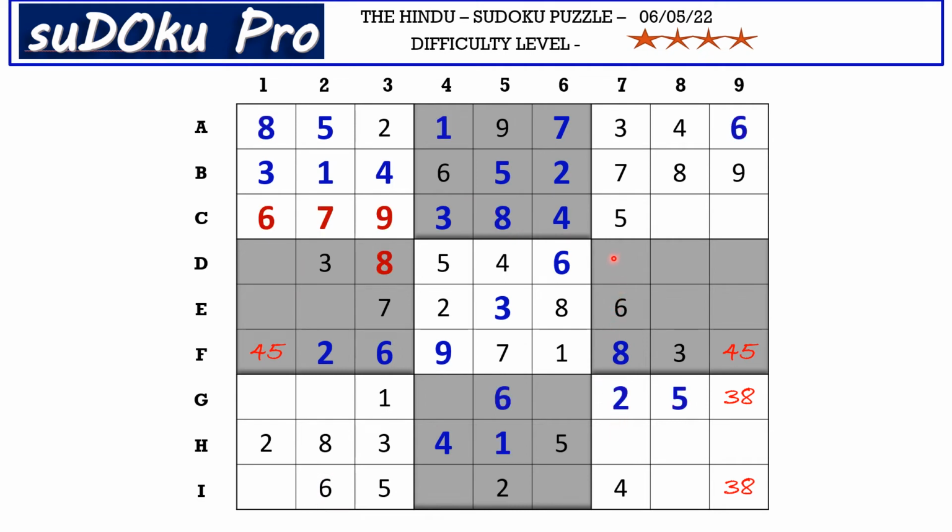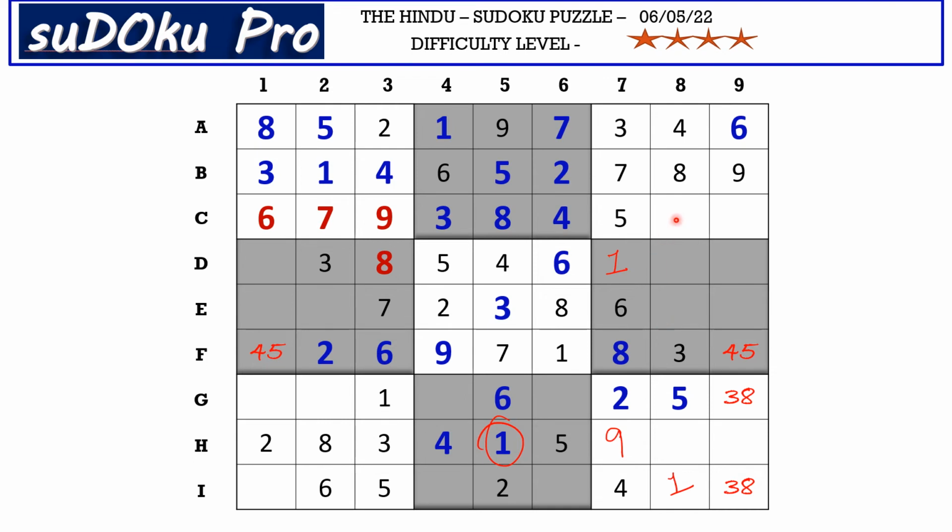In column 7, the missing numbers are 1 and 9. There is a 1 blocking from H row. So H7 takes 9 and D7 takes 1. This 1 in H row blocks these two cells. So 1 goes here in I8.